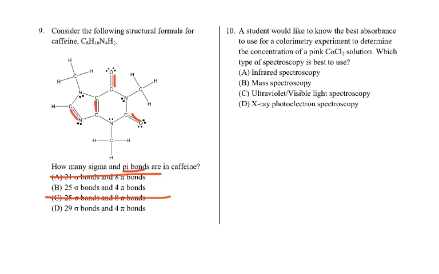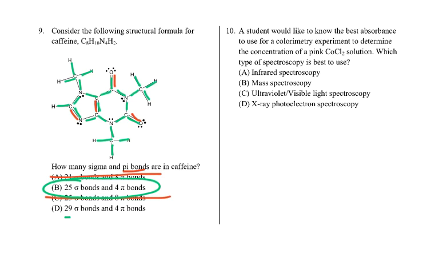Now I have to count up my sigmas. Okay, well, every single bond is a sigma. So 1, 2, 3, 4, 5, 6, 7, 8, 9, 10, 11, 12, 13, 14, 15, 16, 17, 18, 19, 20, 21, 22, 23, 24, 25. That's 25 sigma bonds. Now I said all the single bonds are sigmas, and a double bond also has a sigma. So every bond, I should say, has a sigma.